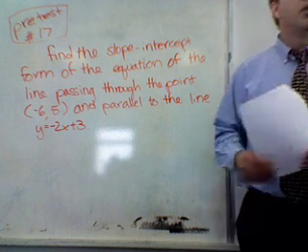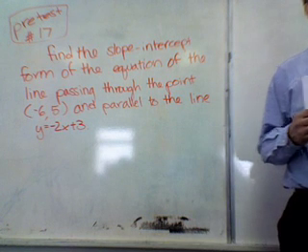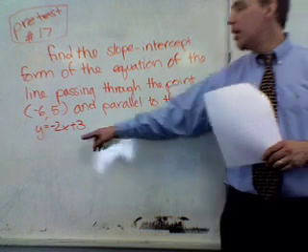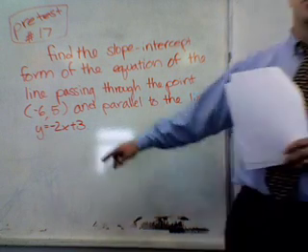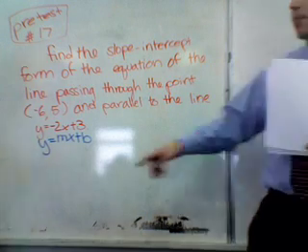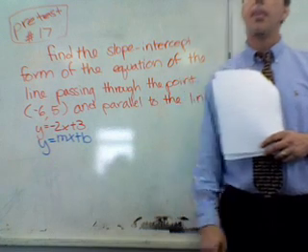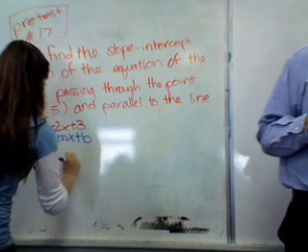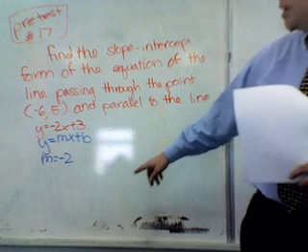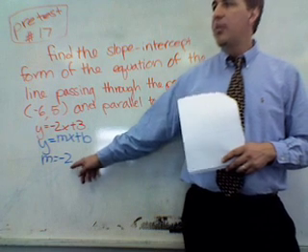Kiwana, what form of the equation will we put this in? Let's find m and b. Y equals negative 2x plus 3. So Jessica, what's our slope? M equals what? Negative 2. Okay? M equals negative 2. Now that is the slope of the parallel line.